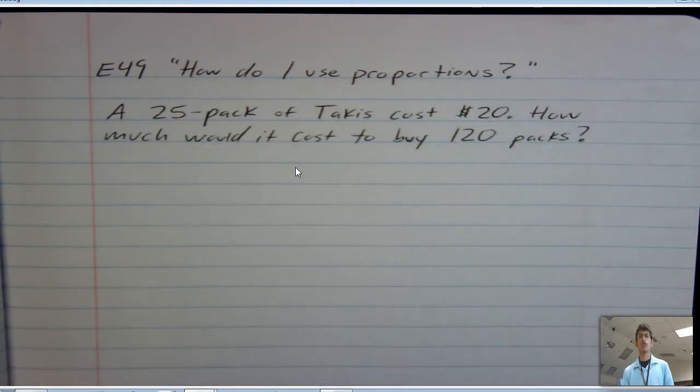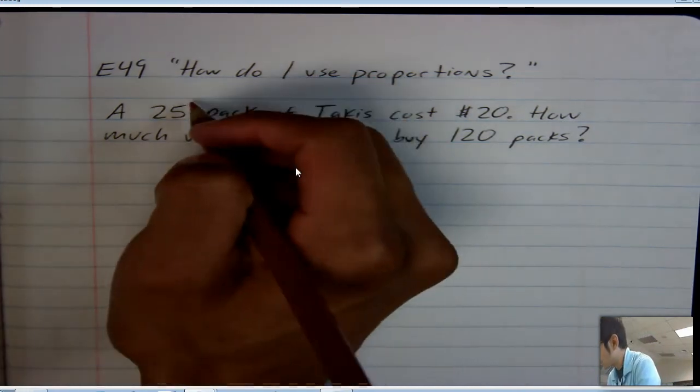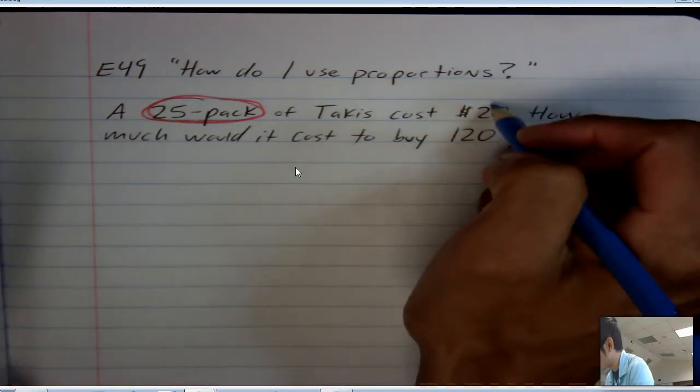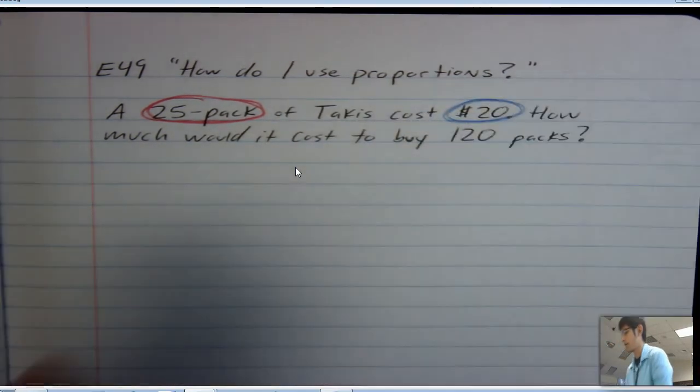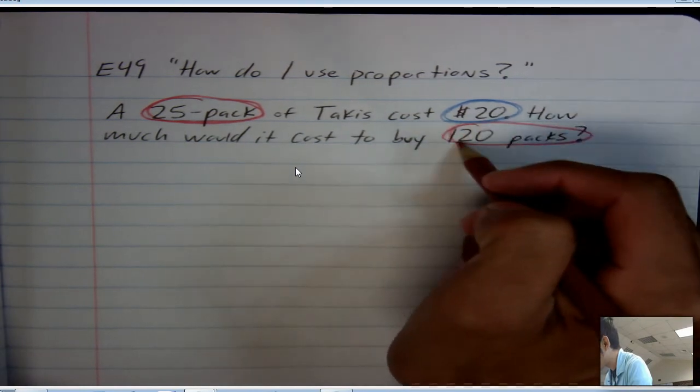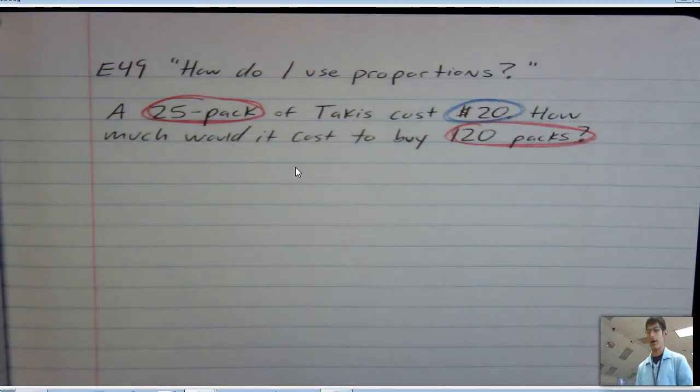The first thing we got to do to solve a problem like this is understand what the question is asking. If you have color pencils, I'm going to use those. I'm talking about Takis, a 25 pack, and I'm talking about money. So those are my two ratios, the two things that I'm talking about. How much would it cost to buy a 120 pack? So I'm looking for how much money I need. I'm going to set up my ratio table to figure this out.